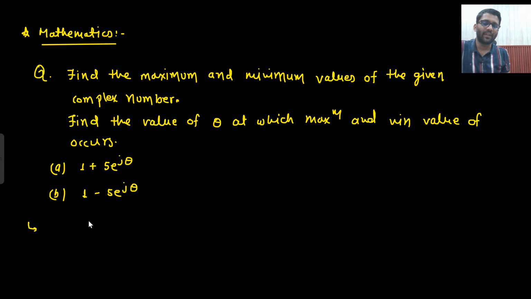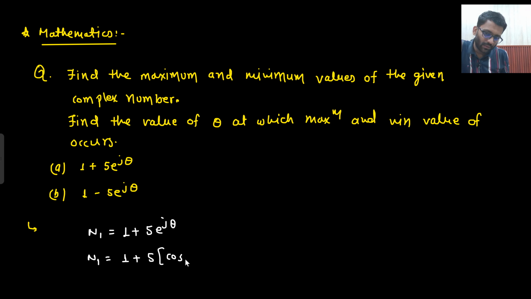You need to find the maximum and minimum value of these numbers. So let's take the first number, which is n1, equal to 1 plus 5 e to the power j theta. So I need to find the maximum value of this. How do I get the magnitude of this particular number? n1 is equal to 1 plus 5 times cos theta plus j sin theta. e to the power j theta can be broken into cos theta plus j sin theta.